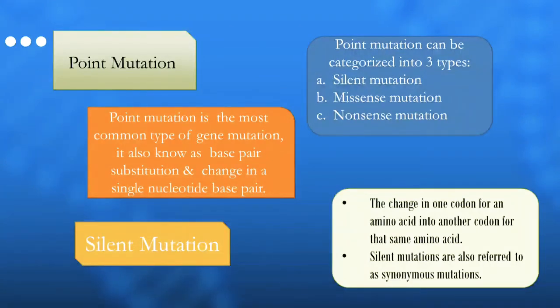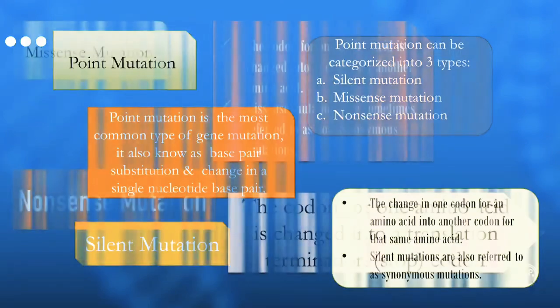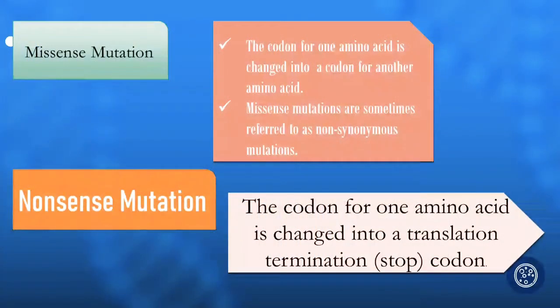Silent mutation: the change of one codon for an amino acid into another codon for that same amino acid. Silent mutations are also referred to as synonymous mutations. Missense mutation: the codon for one amino acid is changed into a codon for another amino acid. Missense mutations are sometimes referred to as non-synonymous mutations. Nonsense mutation: the codon for one amino acid is changed into a translation termination, which is a stop codon.